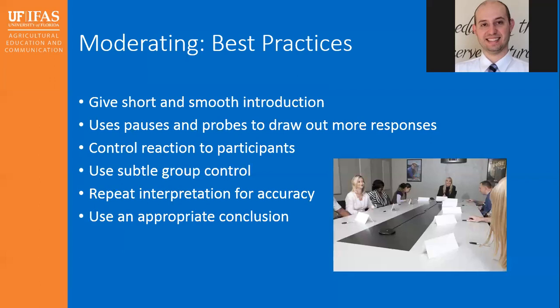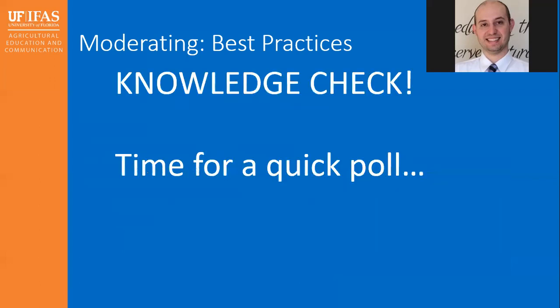And then finally, use an appropriate conclusion. One way to do this is to summarize the key points of discussion and ask for confirmation. If you do have an assistant moderator, they'll typically do this. Do not summarize the entire focus group. Instead, you want to summarize about 3 to 5 of the most important points. Review the purpose and ask if anything was missed. And then finally, and obviously, thank the participants and conclude the session.